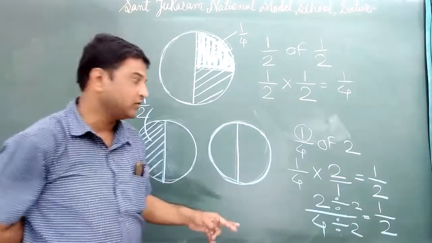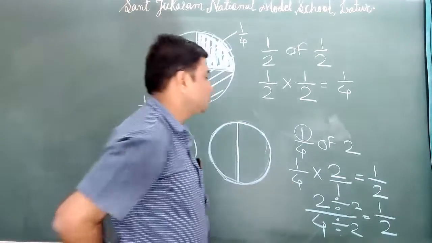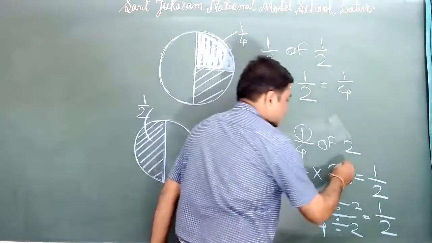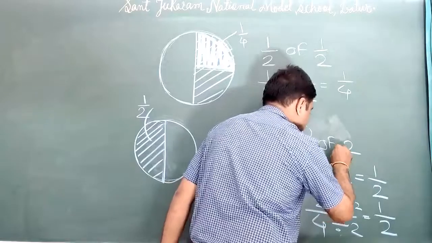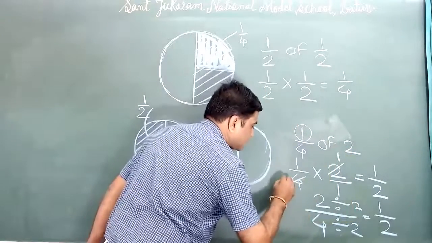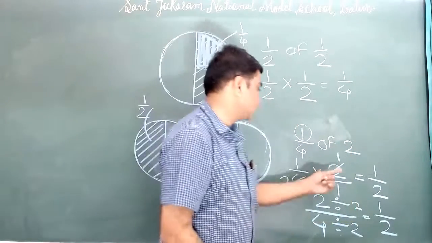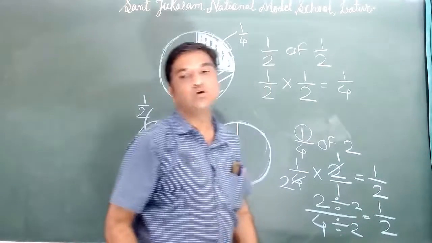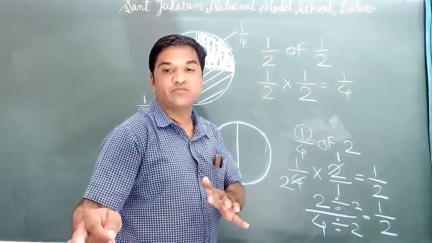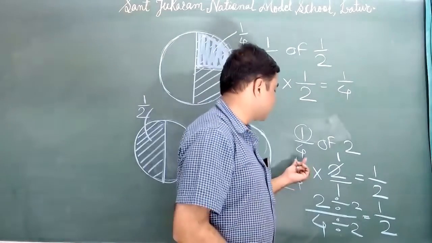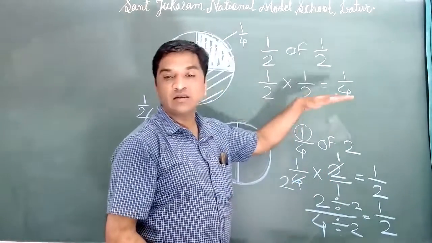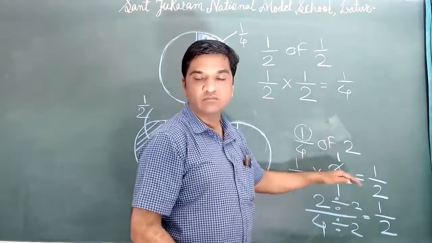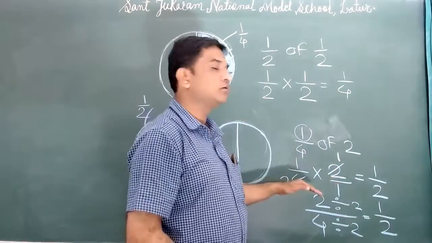So instead of reducing after multiplication, we reduce the numerator and denominator while we are multiplying. Here we divide 2 by 2, so we get 1, and 4 by 2, so we get 2. Now we multiply 1 with 1, we get 1, and 2 with 1, we get 2. So while multiplying, we are not just multiplying numerator with numerator and denominator with denominator. If possible, we divide the number from the numerator and the number from the denominator by a common number.